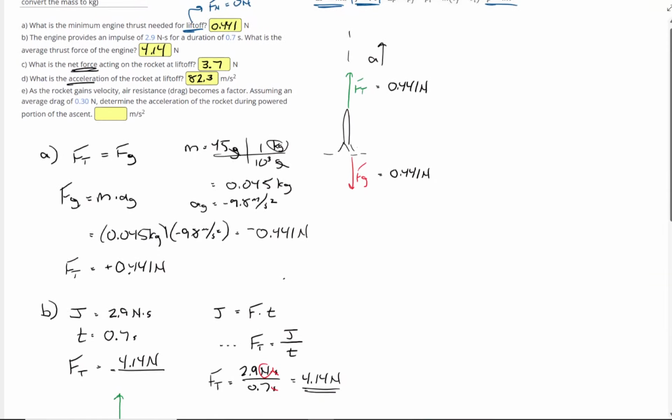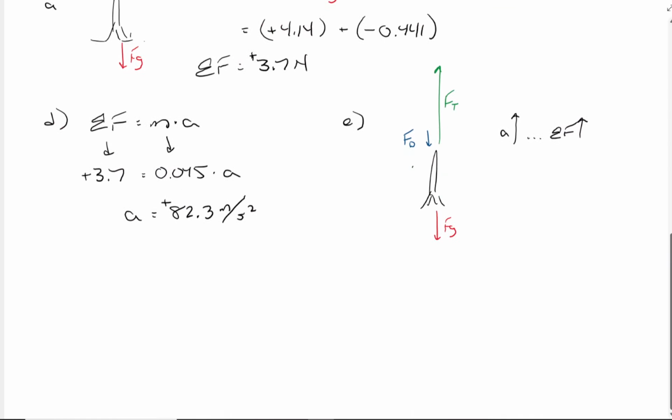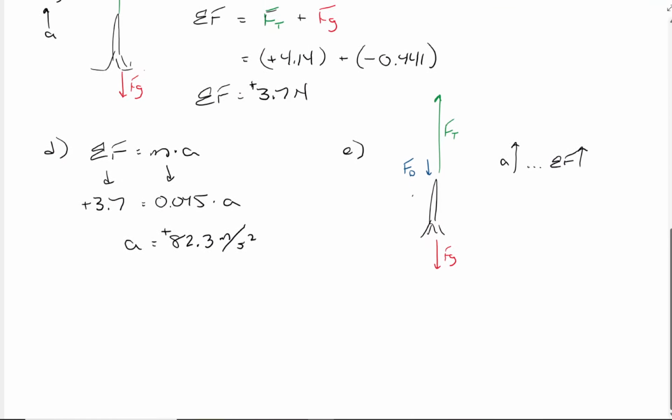Well, they want to know what is that new acceleration. And so we can identify the things we know. We know that the mass is equal to 0.045 kilograms. I'm just identifying all the variables in our F equals ma. We don't know the acceleration. That's what we're trying to find.